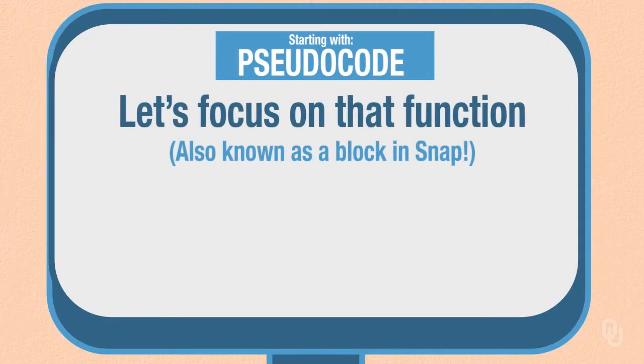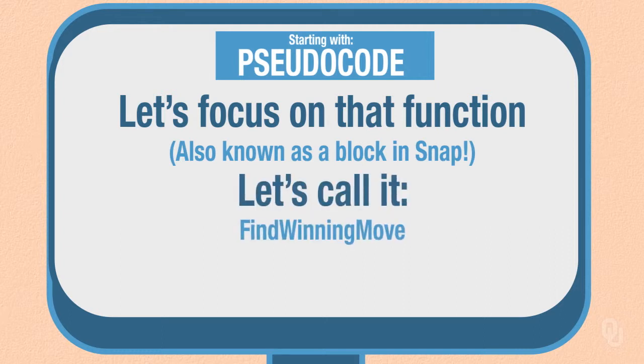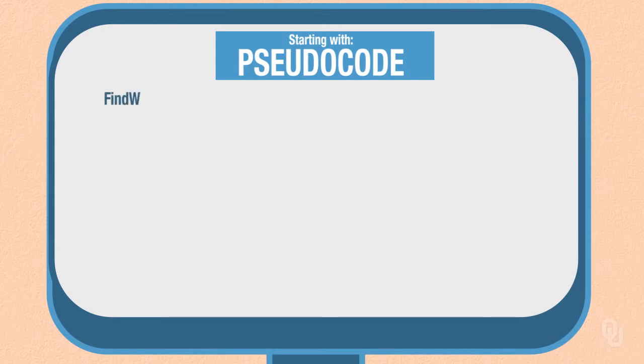Let's call that function, or that block as it's called in Snap, find winning move, and it's going to take an input. And that input is going to be a player. And so the way that we're going to express that in pseudocode is to say the function name, find winning move, and we're going to use parentheses and then put in what the input is. And so we're going to call that player.